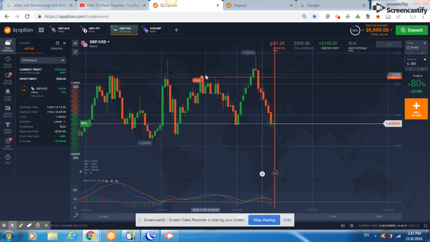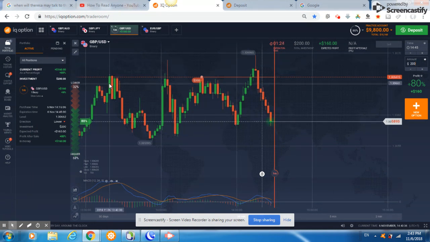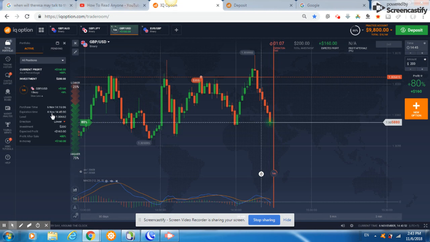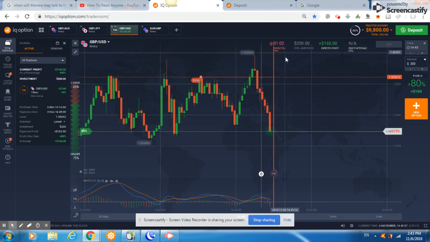This is a binary option trade, pound dollar, and it's looking good. We've got to be below this line here. We certainly are. The binary is on for about 30 minutes. You can see here the purchase time and the expiry time, and there's just over a minute to go.